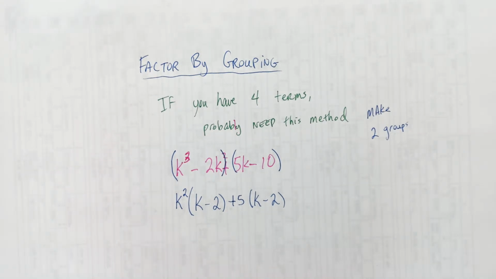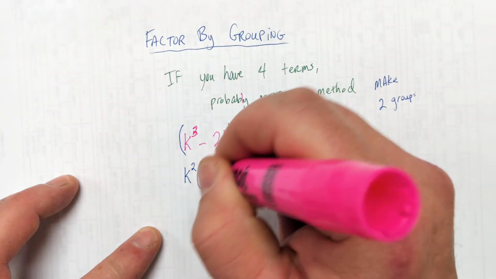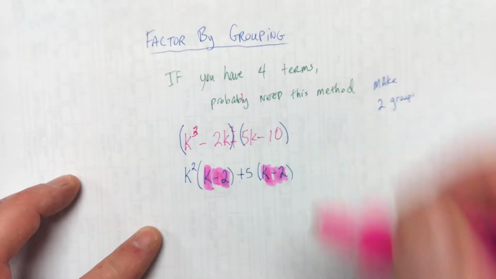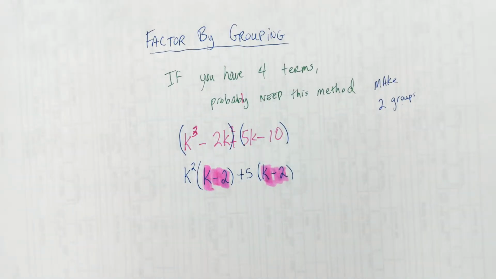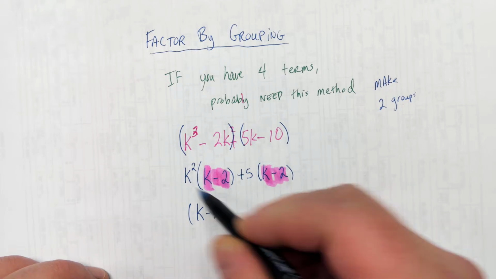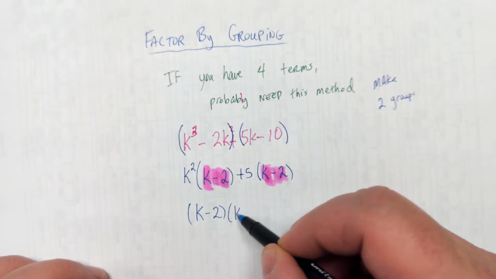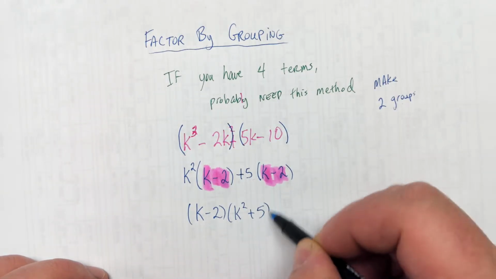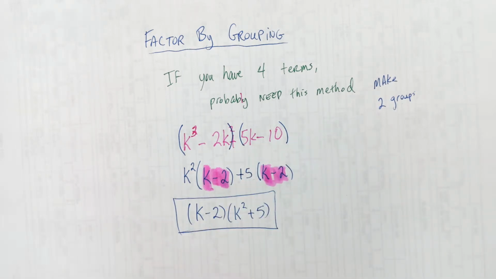Now, Alex, the homework question you asked about, remember? It was just like this. Remember? This is the common factor right there. That's what you're going to take out. You're going to take out k minus 2. And what's left is k squared plus 5. That's it. That is all she wrote.